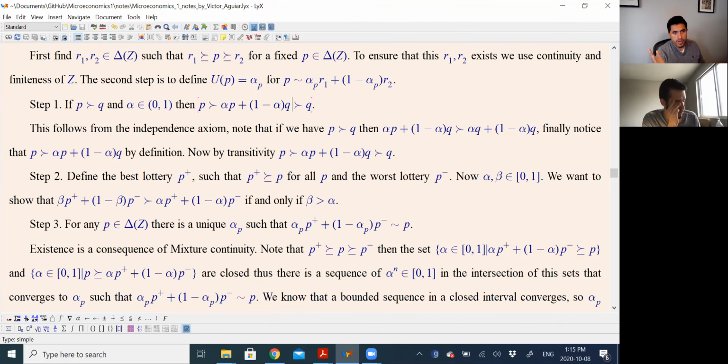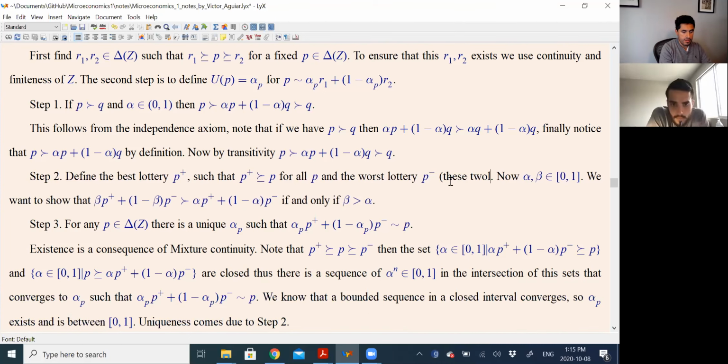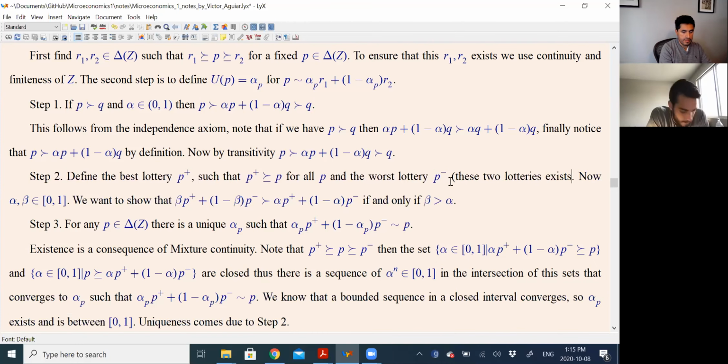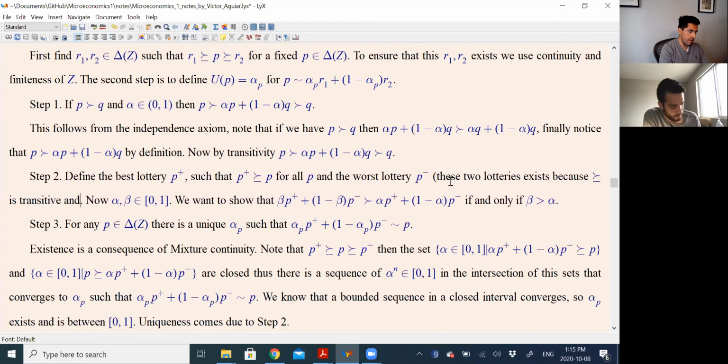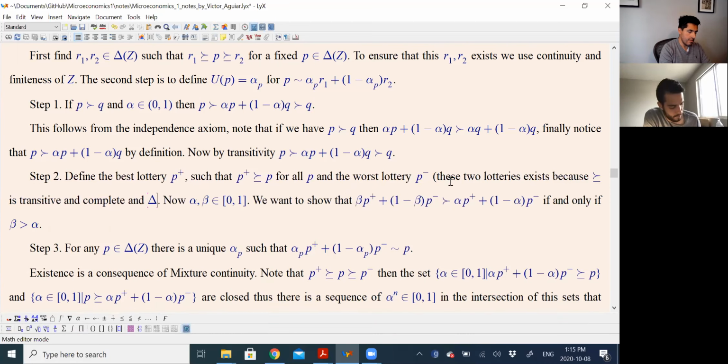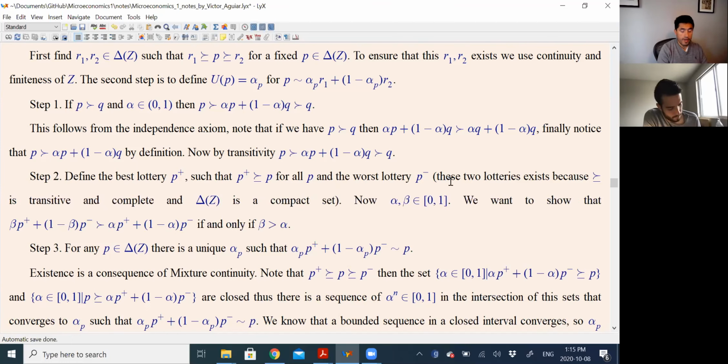Okay, so does everyone understand what I said? Because of transitivity and completeness, I can always assure that there is the P plus and the P minus. Do you agree? Okay. So again, these two lotteries exist because the preference relation is transitive and complete, and the simplex is a compact set. Okay.